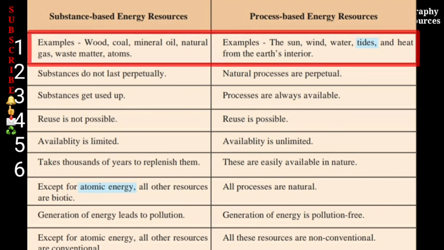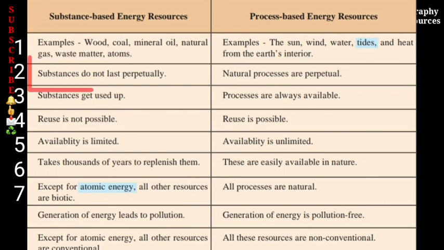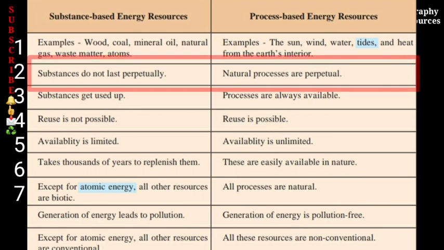Okay, students. Now the second characteristic, substances do not last perpetually. Yes, student, what do you mean by perpetually? Perpetually means everlasting, eternal. Okay, it means that substances like wood, coal, mineral oil, natural gas, waste matter, atoms, all these are not perpetual. These are not everlasting. We see there is limitation of wood, coal, mineral oil, etc. And because of that, these are not perpetual, everlasting.